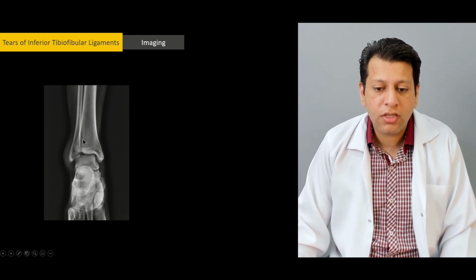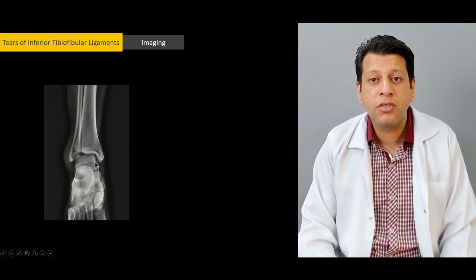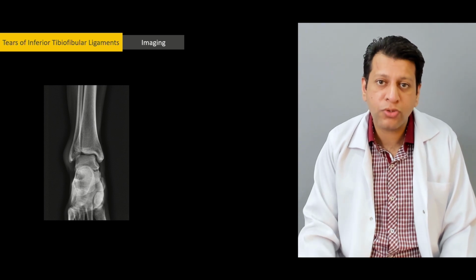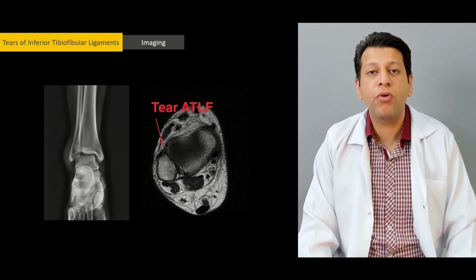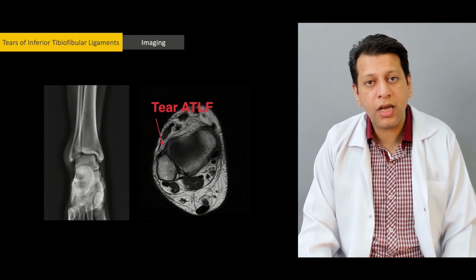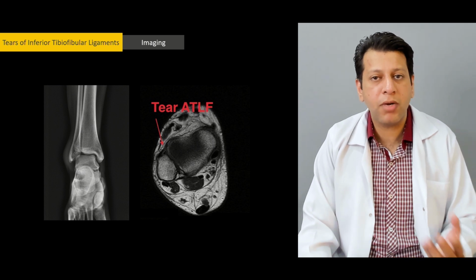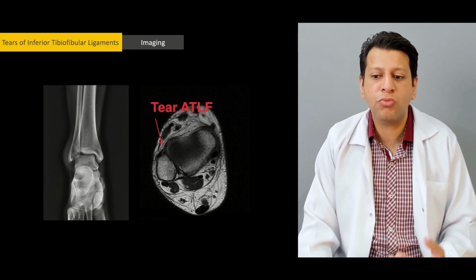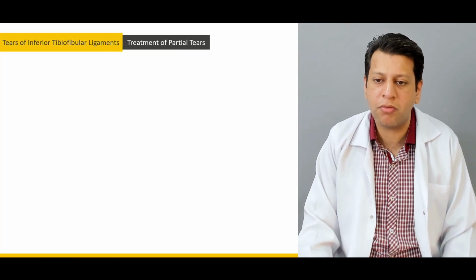And when you're looking at this AP view, you need to also look at the medial clear space as well. If this medial clear space is more than 4 mm, this means not only the syndesmosis, there is also a deltoid ligament injury as well. Then you may have to go for CT or MRI, and MRI will usually show the ligamentous injuries leading to syndesmosis involving the anterior inferior as well as posterior inferior tibiofibular ligaments.